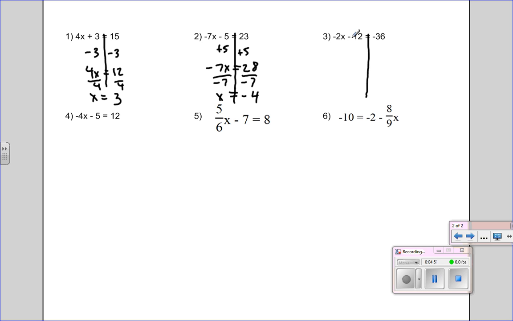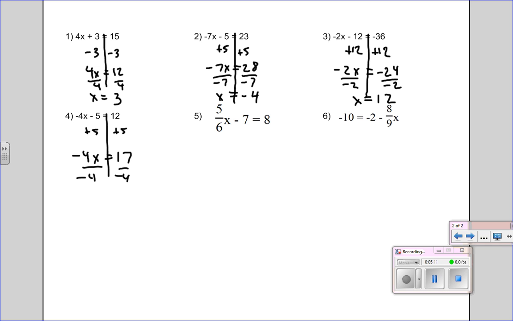Draw your line. To get rid of minus 12, you do plus 12 on both sides, so negative 2x equals negative 24. Divide by negative 2 on both sides, so x equals positive 12. Get rid of a minus 5, you add 5 to both sides. Negative 4x equals 17. Divide by negative 4. So you get x equals negative 17 over 4 because it doesn't reduce.